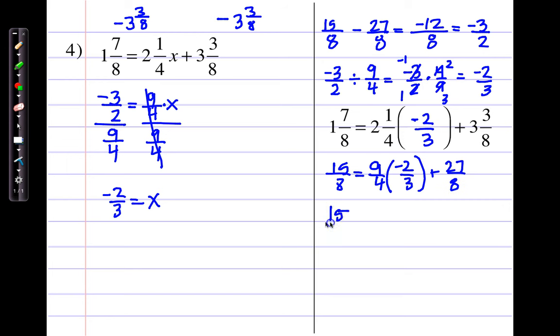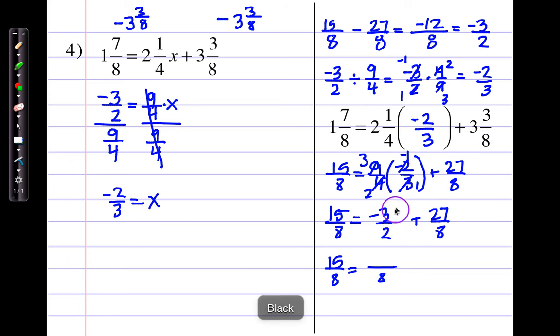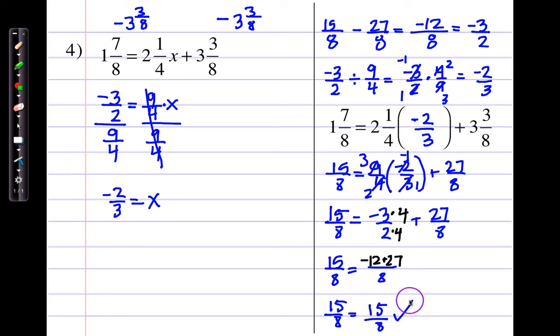Here we're going to get 15/8 equals, I can cross cancel. This is going to become 1, 3, 2, -1. So it's -3/2 plus 27/8. This is already simplified, so I'm just bringing it straight down. Here, I want a denominator of 8, so I'm going to have to multiply this by 4. So that's going to leave me with -12 plus 27. So my final answer is going to be 15/8 equals, -12 plus 27 is 15/8. So I know my answer is correct.